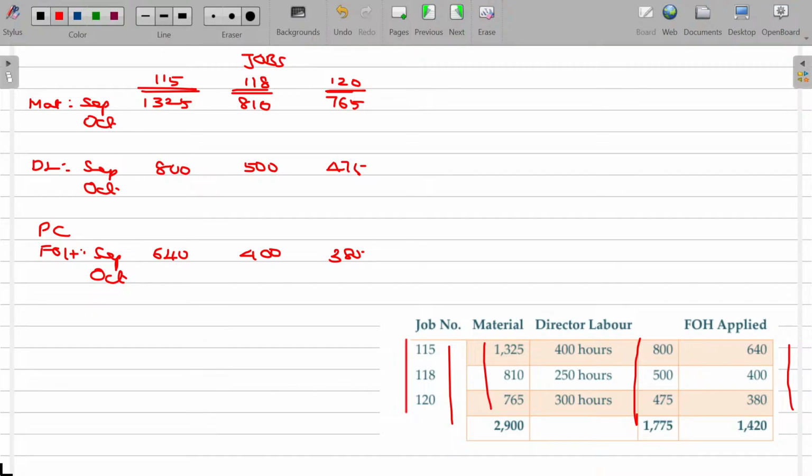Job 115 is not completed, semi-processed form as on the last day of September, where material 1033.25, labor 800, factory overhead 640 incurred. Add the three, that will be the work in progress value. Now, if you further introduce the material and labor, it may be completed. By the time you can find out the cost of production also, right?